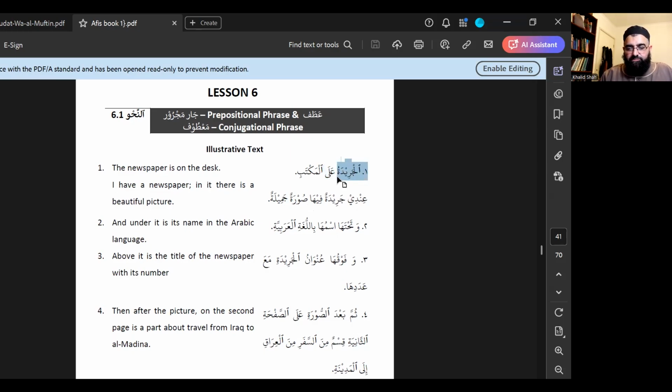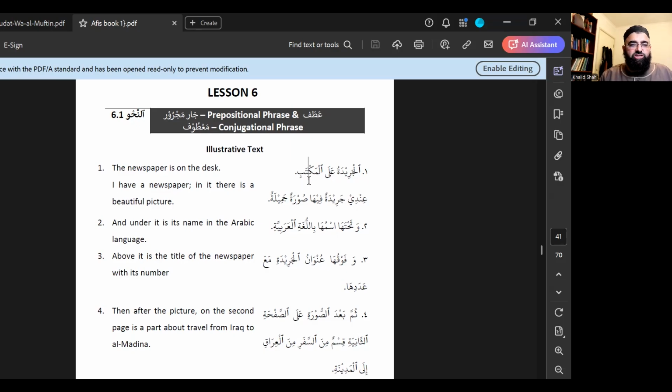Al-jaridatu is the mubtada, but we don't have a khabar in the normal sense, like another noun that's usually indefinite. For example, we say al-jaridatu jamilatun, the newspaper is beautiful. What we have in its place is this prepositional phrase. Ala is invariable, it doesn't change, but the noun that comes after it is majroor, and the sign of being majroor is a kasra on the end of it. Similar to mudaf ilayh in the sense that it's got a kasra. So ala is a harf jar, and this is majroor.